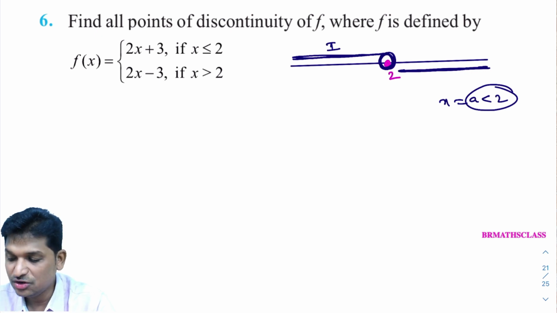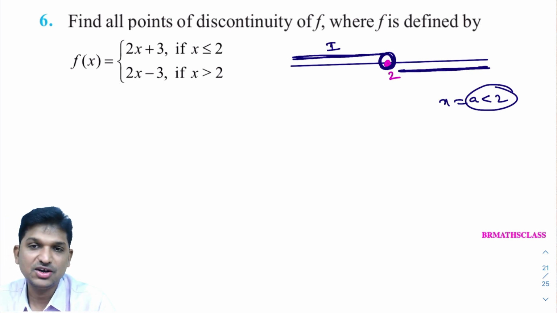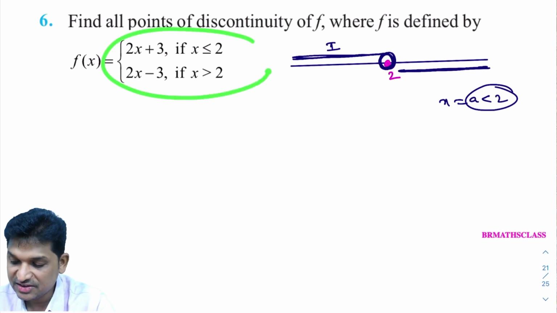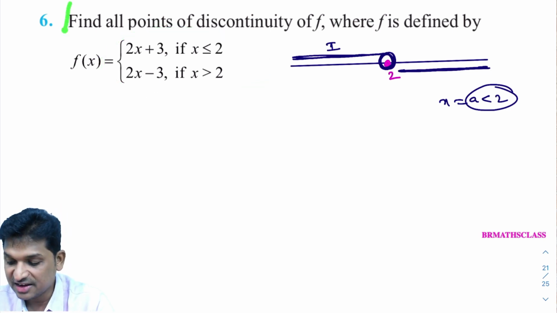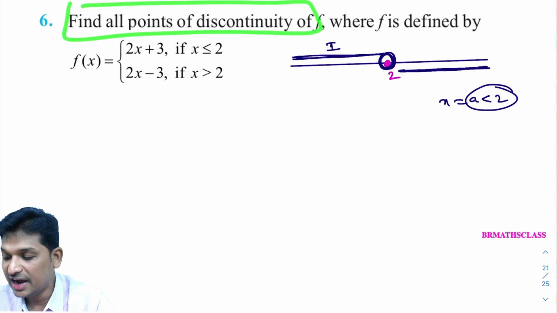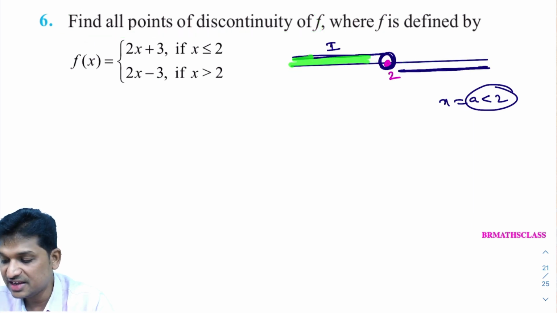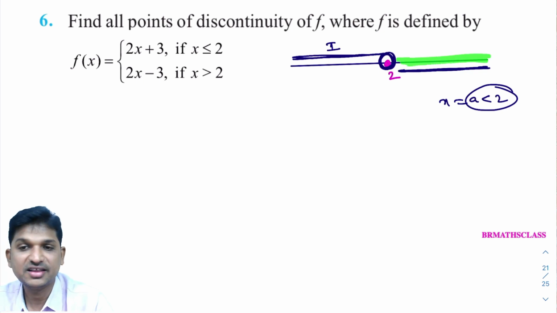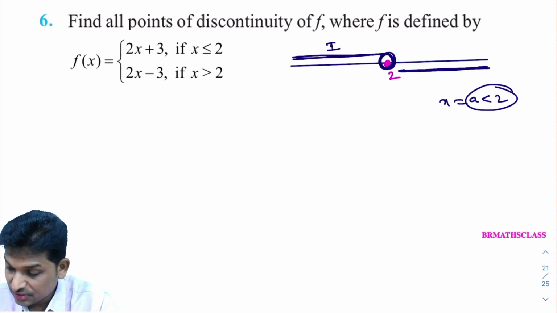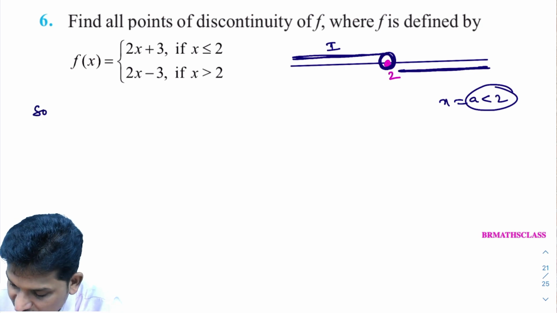Case 1, when a value is less than 2. Case 2, when a value equal to 2. Case 3, when a value is greater than 2. Domain of this function is all real numbers. That's why as they are asking find all points of discontinuity, I need to check the continuity on its domain. Its domain is all real numbers. So I need to check on its entire real number. So what I did, I taken this as first case and this as second case at x equal to 2, and third case is greater than 2. Okay, right. So let's start the solution for this problem.